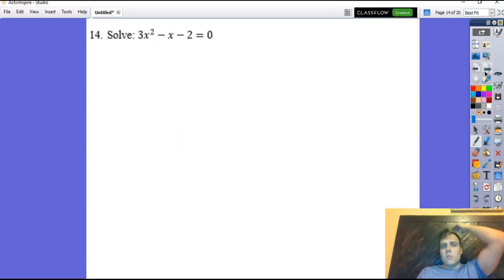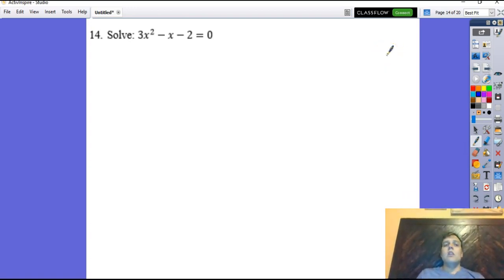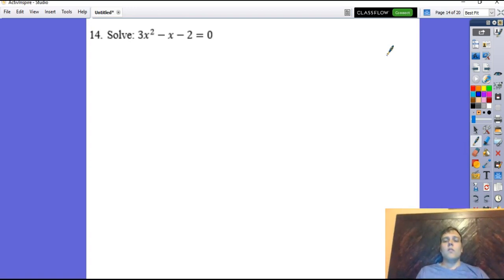14. Solve 3x squared minus x minus 2 equals 0. Okay, so this is a quadratic function, so you guys should realize that we have 2 different ways of solving. We can either solve through tic-tac-toe, or we can solve through quadratic formula, whichever way you prefer. Now, be aware that it may not end up being factorable. I really don't know, okay? And in order to use tic-tac-toe, it has to be factorable. I'm going to go ahead and try to use tic-tac-toe. If it doesn't work, I'll switch to the quadratic formula.